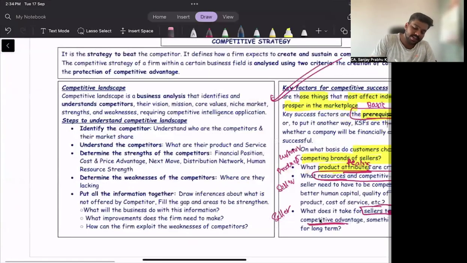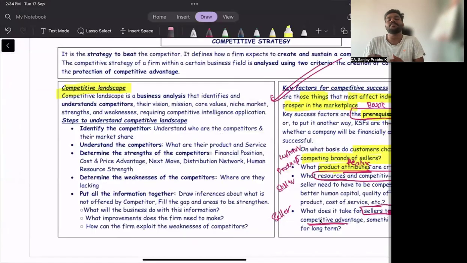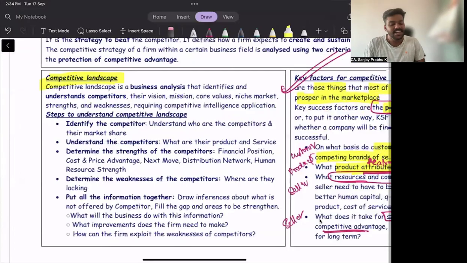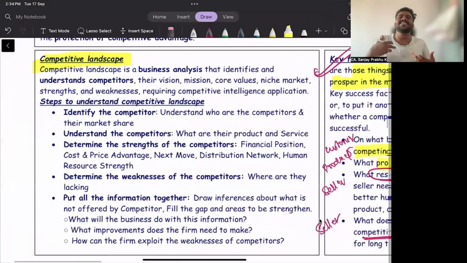Competitive landscape means you are going to analyze your competitors. See, I always used to say to my students, it is very important to focus on your own business. At the same time, you should keep one eye on your competitor. It is very, very important that you have to keep one eye on your competitor. So studying, you are going to understand your competitor. You need to understand what are their products, what are their strengths, what are their weaknesses.